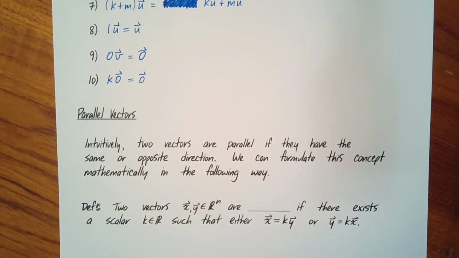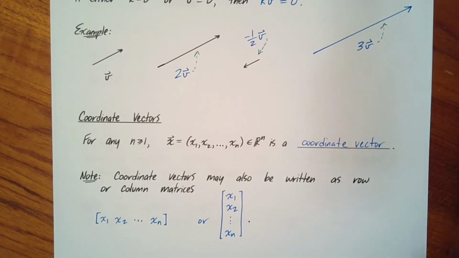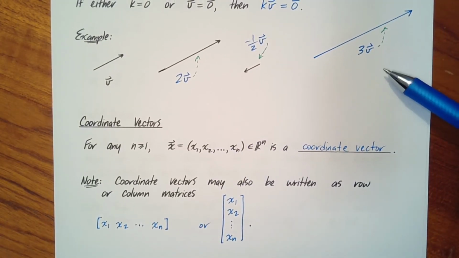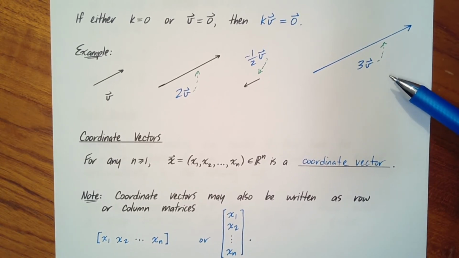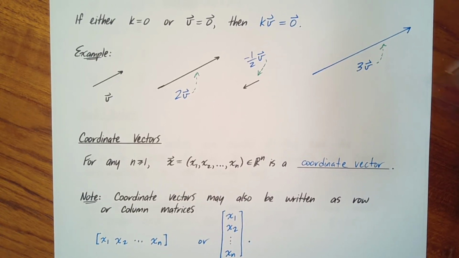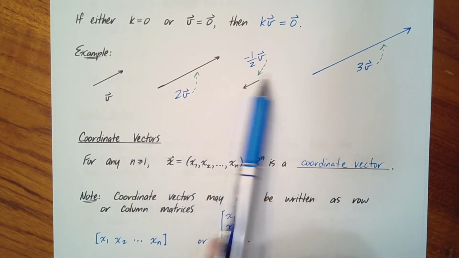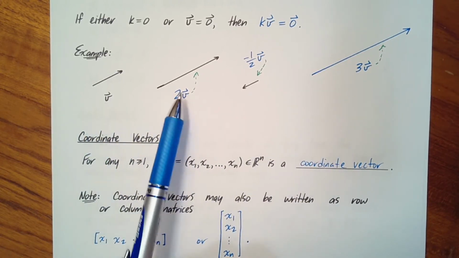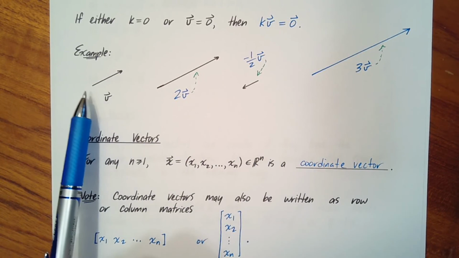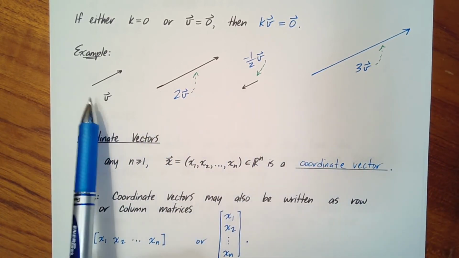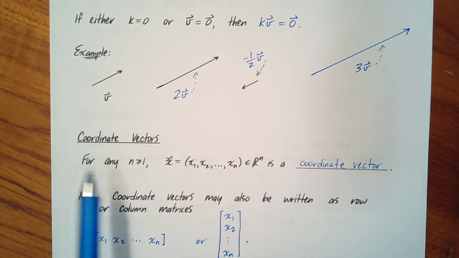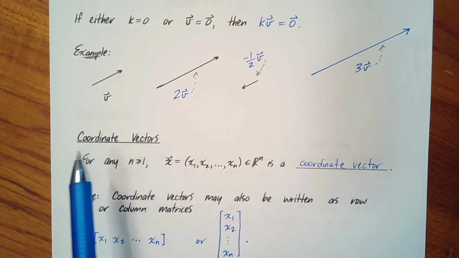The way to do that is really embodied in this example, because what was the point of this example? This was just how to write down scalar multiples of a geometric vector. They were all multiples of that same original vector. So all three of these vectors are parallel to V, and hence to each other as well. But what makes these three vectors parallel to V? The fact that they're all scalar multiples of V.